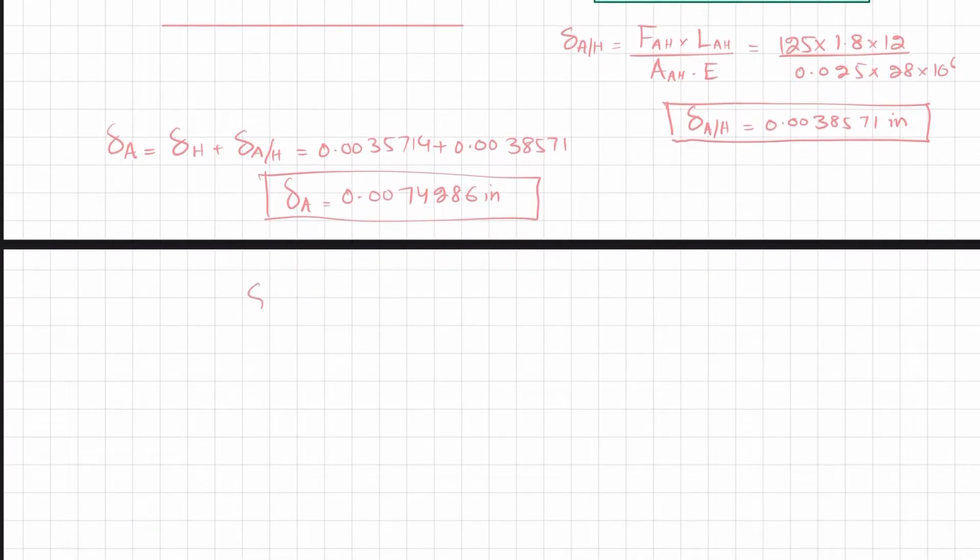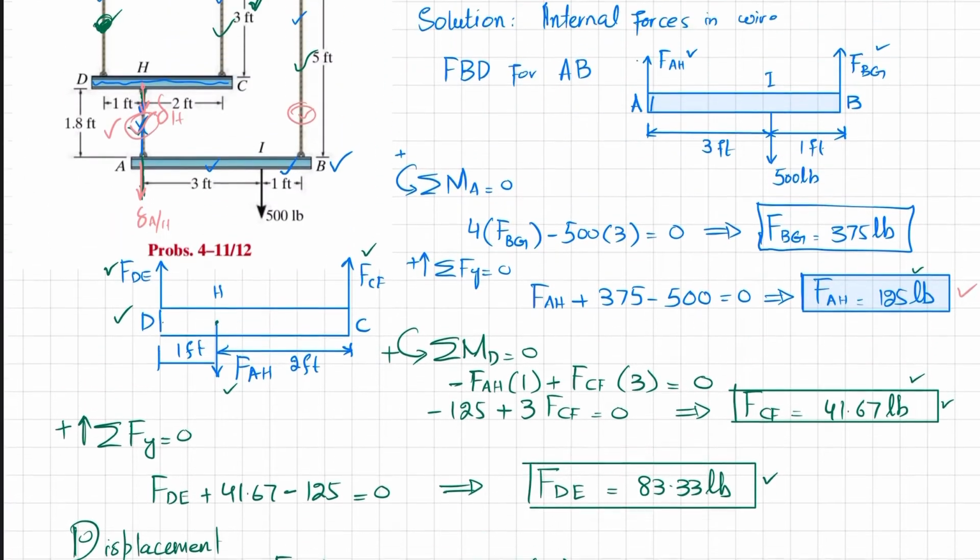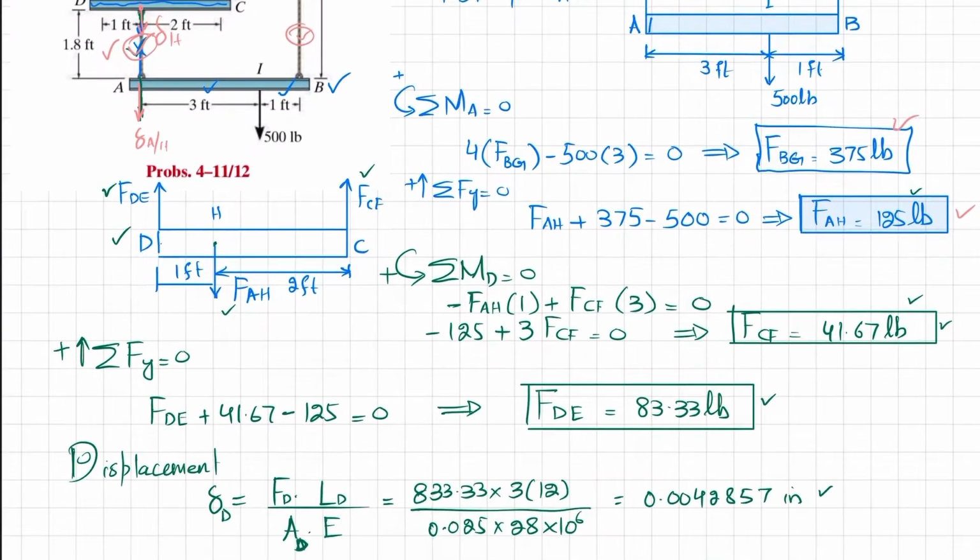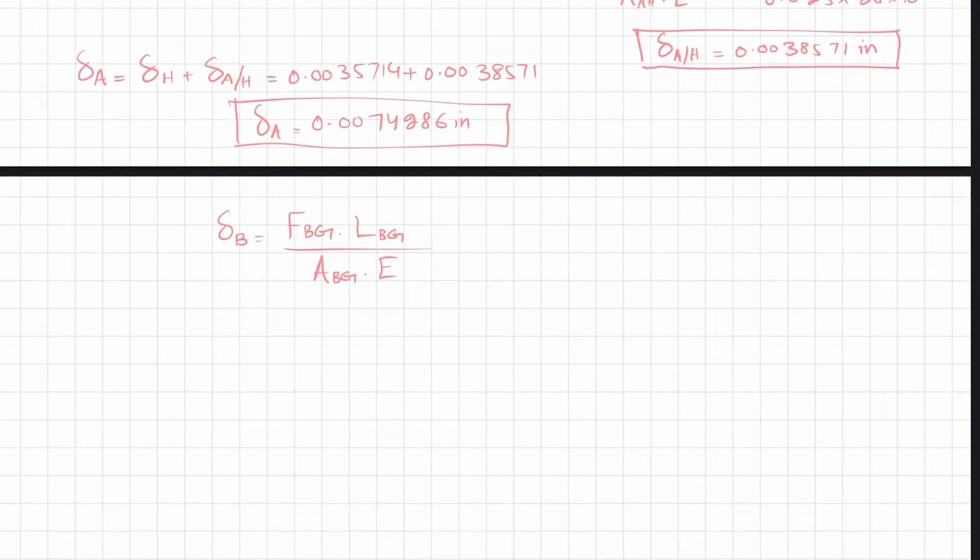Similarly, displacement in wire B is equal to F_BG into L_BG divided by area BG into E. So F_BG is 375 pounds, length is 5 feet. So 5 into 12 will convert it into inch. Area is 0.025, into E, which is 28 into 10 raised to power 6. So from here you will get 0.0321428 inch. Now this is the displacement of point B.